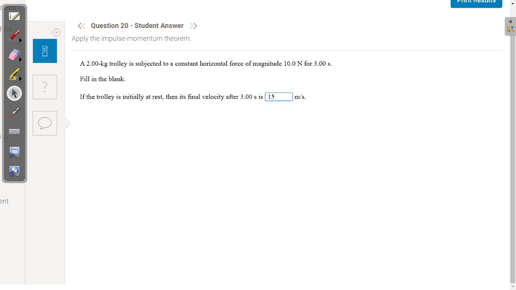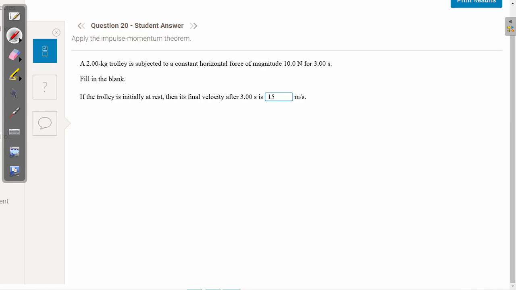For this one, let me just read it. A 2 kilogram trolley is subjected to a constant horizontal force of magnitude 10 newtons for 3 seconds. The trolley is initially at rest, then its final velocity after 3 seconds is 15 meters per second.